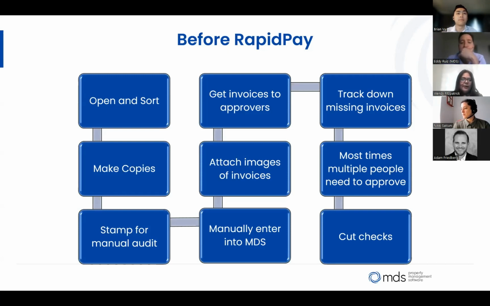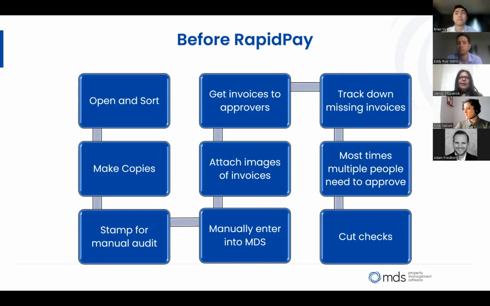You're opening and sorting, you're making copies. Maybe there's a stamp for a manual audit. You're manually entering the invoices into MDS. Maybe you're attaching images of the invoices. You're getting invoices to the approver somehow, some way. And that's dependent upon who's approving, where are they? Are they sitting at a desk? Are they remote? Are they out in the field? How are you getting those invoices to them?